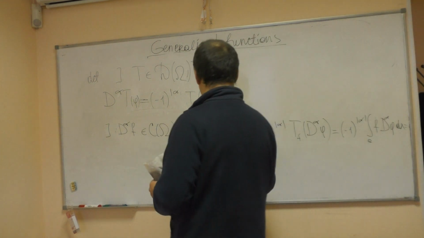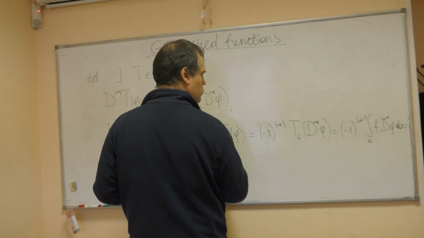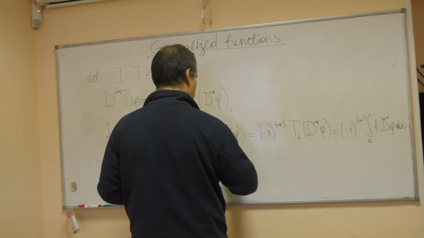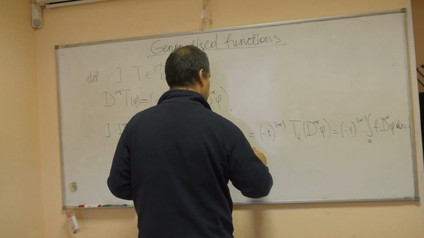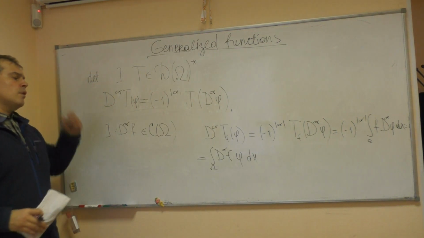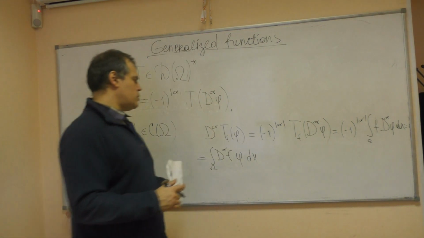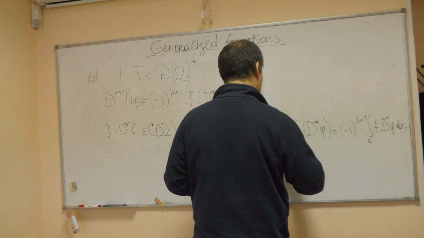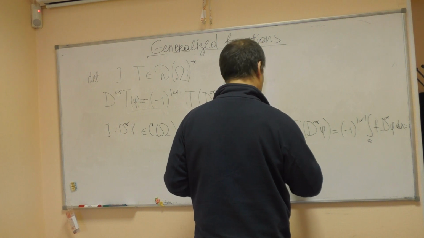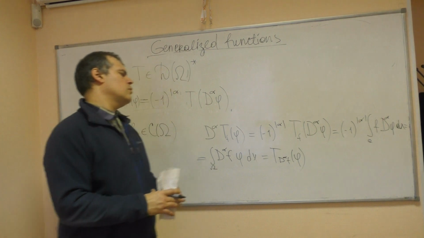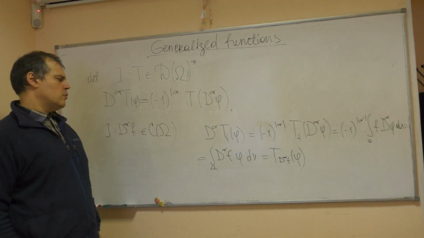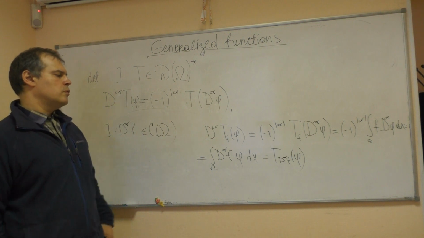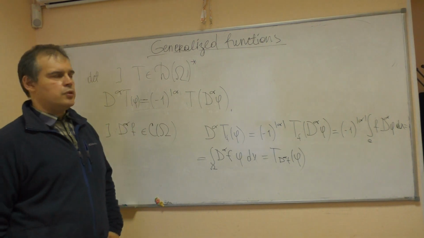So it is equal to the integral of D alpha f times phi dx. And it is the distribution written by the derivative of f by this multi-index.